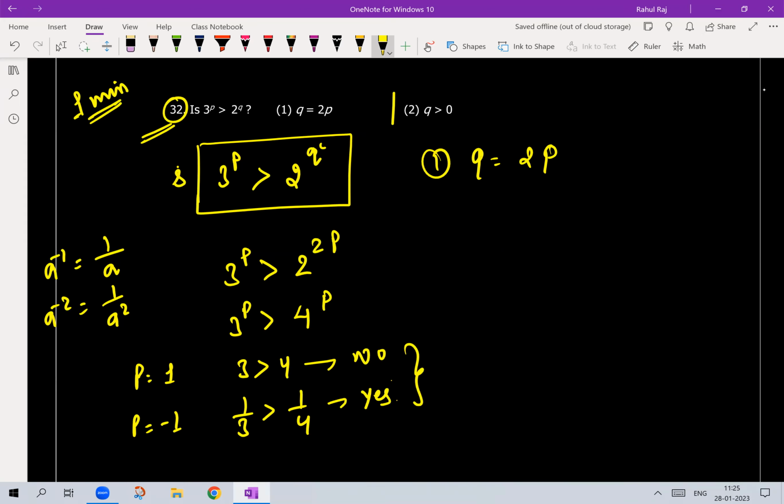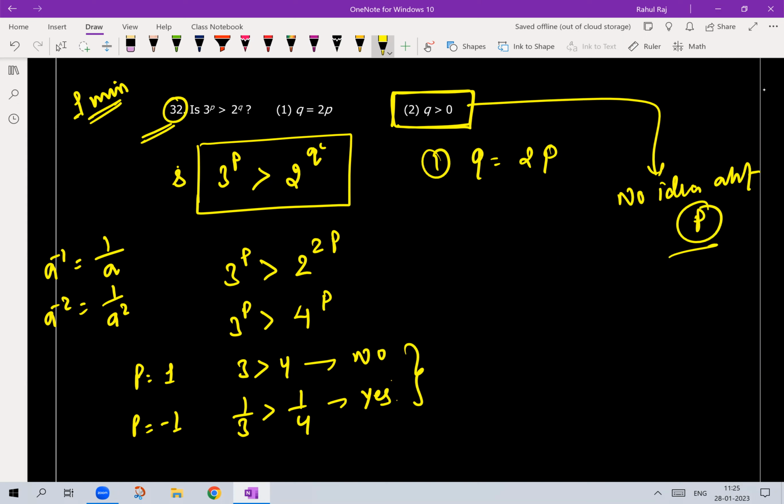Option number 2 says what? Q is greater than 0. Q is greater than 0. But it gives you no idea about p. Absolutely no idea about p. Nothing technical. So can I straight away say not sufficient?